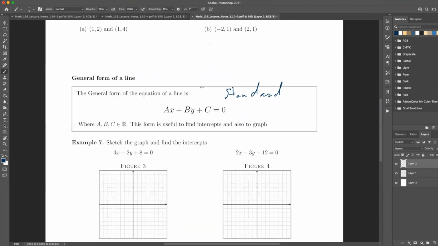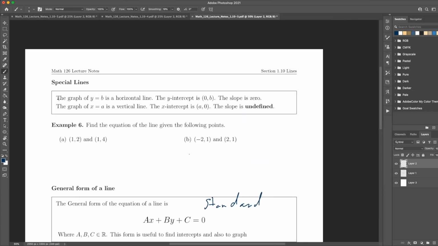Let's talk about some special lines. So here, the graph of a horizontal line is y equals b. The y-intercept is b and the slope is 0. So a horizontal line just kind of goes across. The graph of a vertical line is x equals a, with the x-intercept of (a, 0), and the slope is undefined, because it technically has infinite slope in some way, is one way of saying it. Even though it's not technically infinite, it's just a way of saying it.